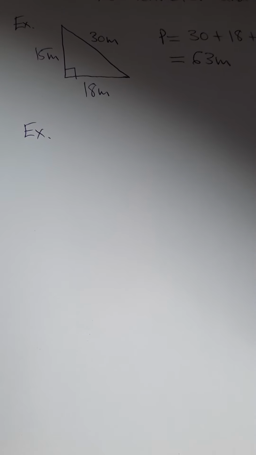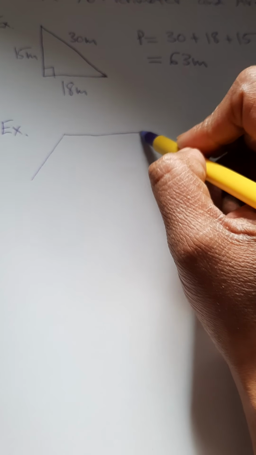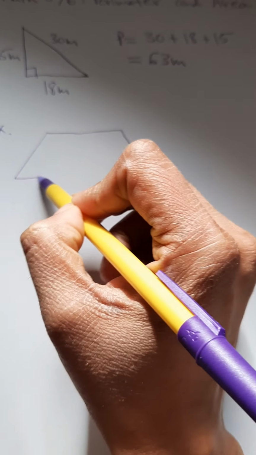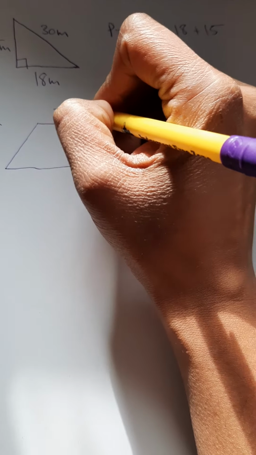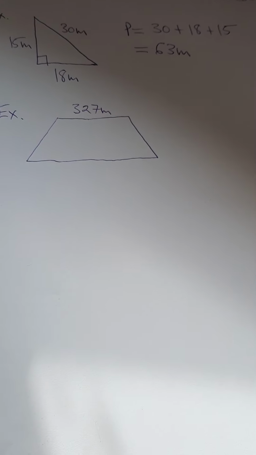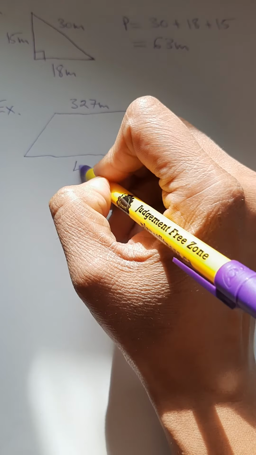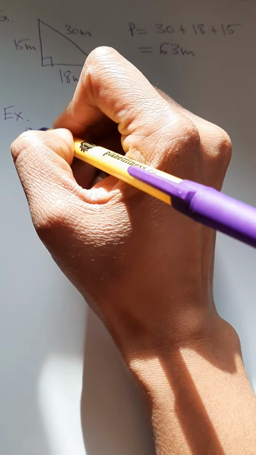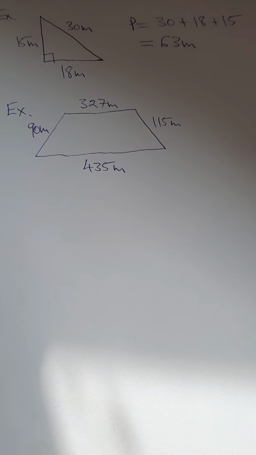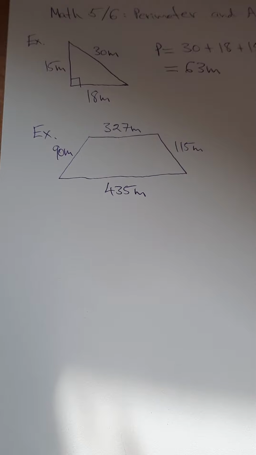Let's take a different shape here. This does look like a trapezoid, it's just a four-sided polygon. I'm going to give you the values for the sides. So 327 meters, this side is 115 meters, 435 meters, and 90 meters. Now if the teacher doesn't give you one of the sides, she does have to give you the actual perimeter so you can calculate that final side.